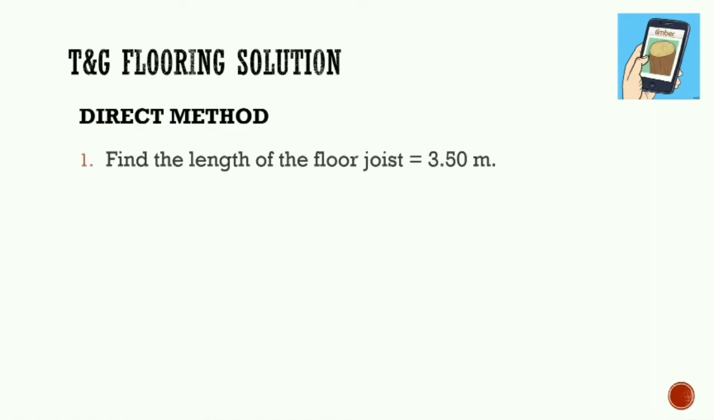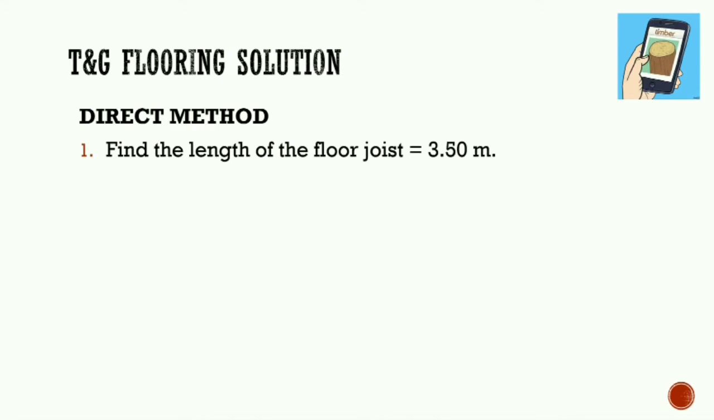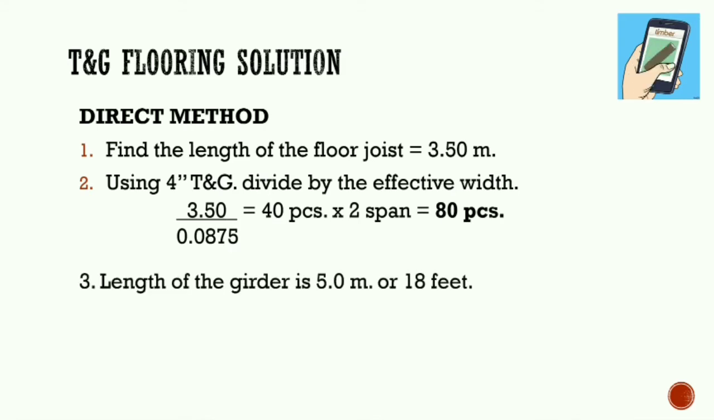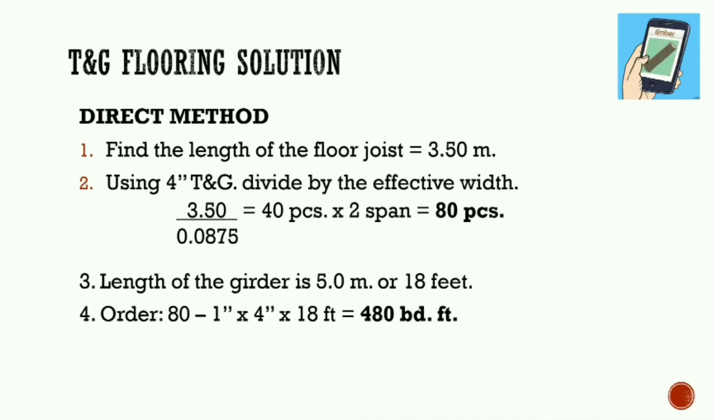So for the TG flooring, here is the solution. You can use the direct method. You need to find the length of the floor joist, which is 3.5 meters. And then using 4-inch TG, divide by the effective width. 3.5 over 0.0875 is equal to 40 pieces, multiplied by 2 spans, which will then be equal to 80 pieces. The length of the girder is 5 meters or 18 feet. Now, you should consider ordering 80 pieces of 1 by 4 by 18 feet, or 480 board feet for the TG flooring.